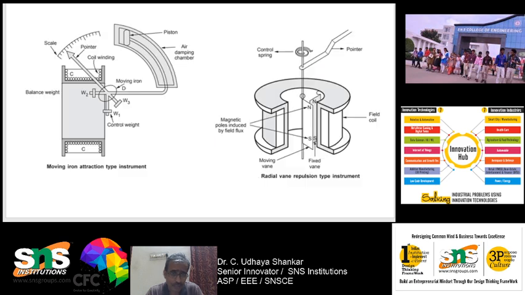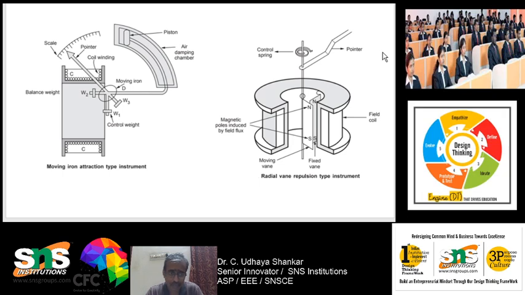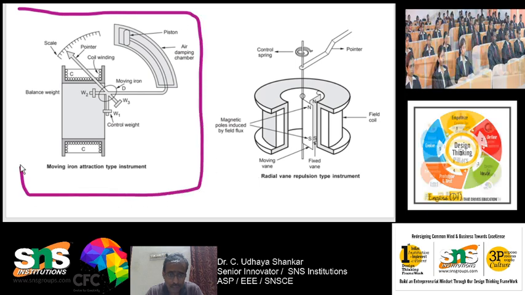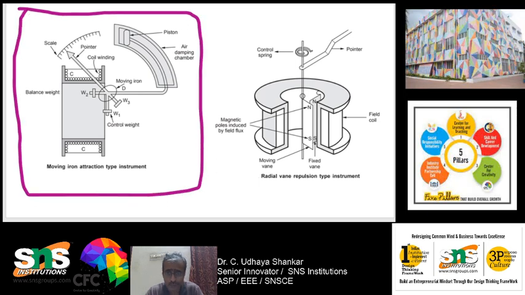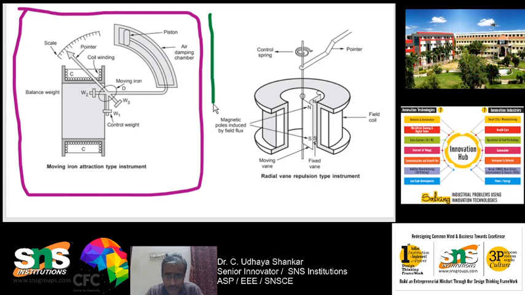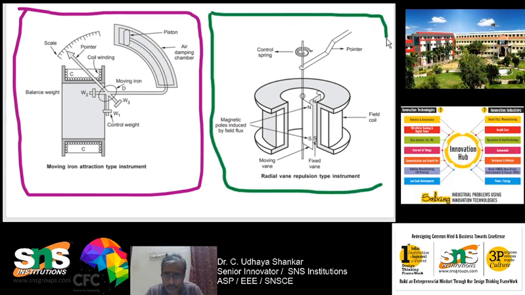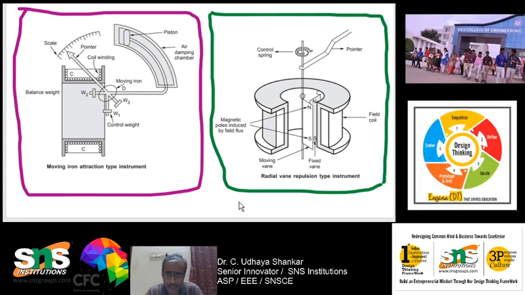This is the basic diagram of an MI attraction type, which I am marking in violet color. This is what an MI attraction type meter looks like. Whereas the MI repulsion type, which I will mark in green, looks like this. In most cases, the attraction type is used much more than the repulsion type. This one which I marked in green is called a repulsion type.